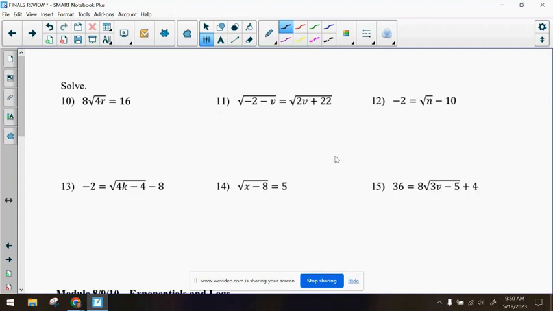So now let's go ahead and take a look at the next page. We're on to 10 through 15, which are all solving questions. With you, I'm going to go through 10 and 11, and then you're going to pause the video, try them out, and then you can resume to check your responses.